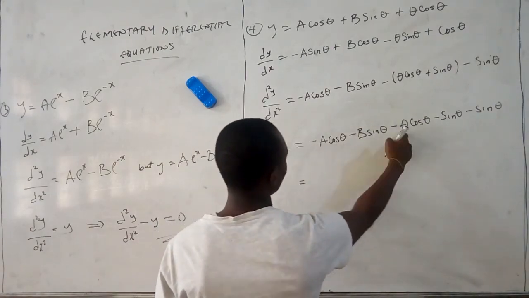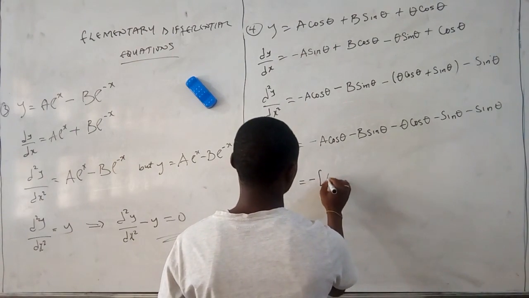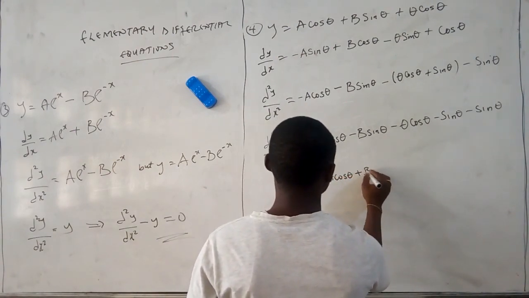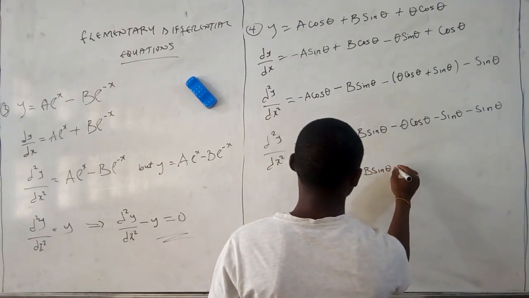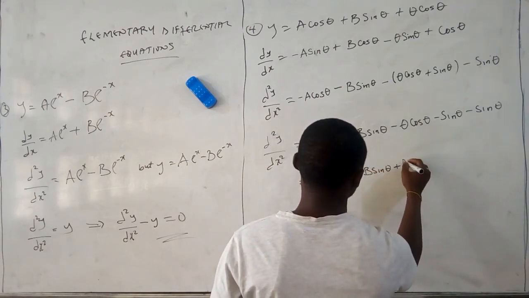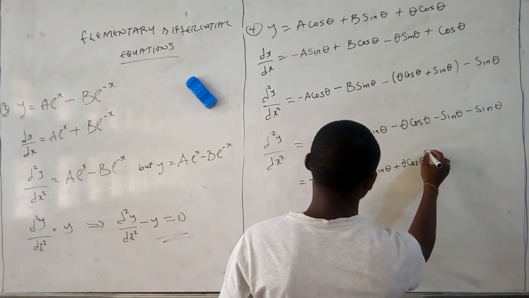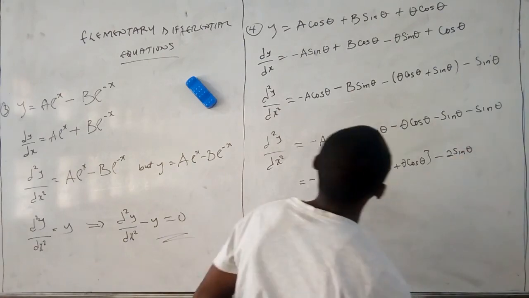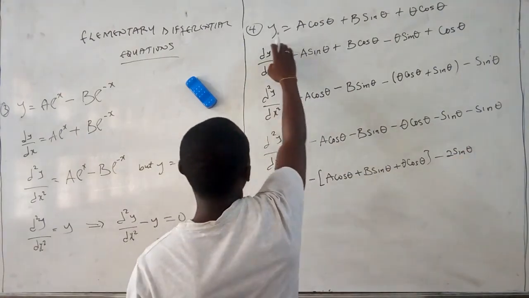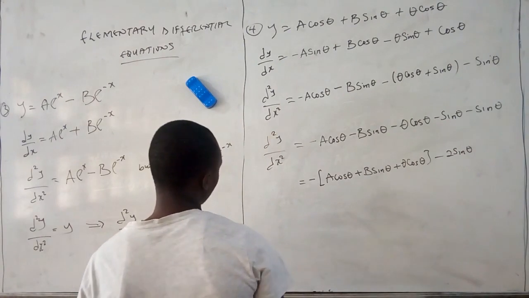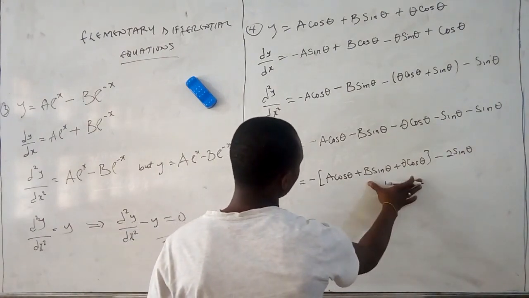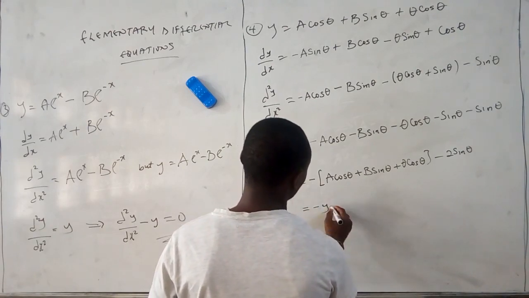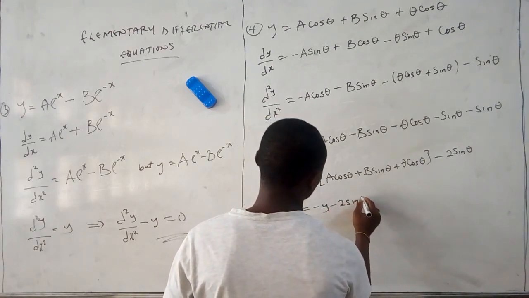So from here we can factor out our minus sign. We have minus a cos theta plus b sin theta plus theta cos theta minus 2 sin theta. If you compare this to our question given, this is the same thing as y. So it is equal to minus y minus 2 sin theta.